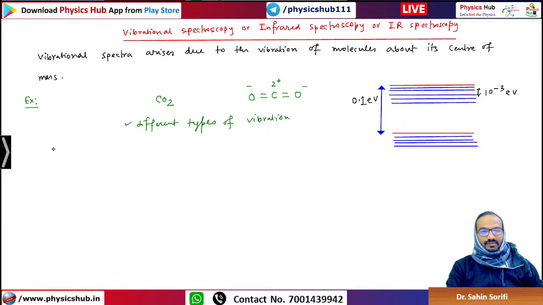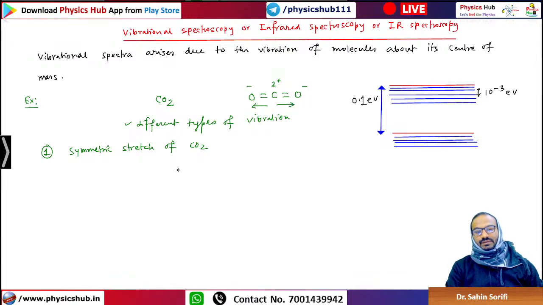The first mode may be symmetric stretch of CO2. So you can see this stretches, and this also stretches equally. If this compresses, this also compresses equally. Able to get it? So this is the symmetric stretch of CO2.